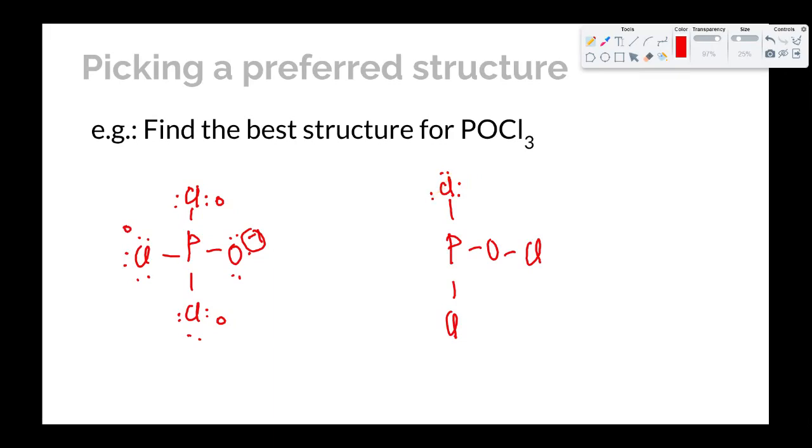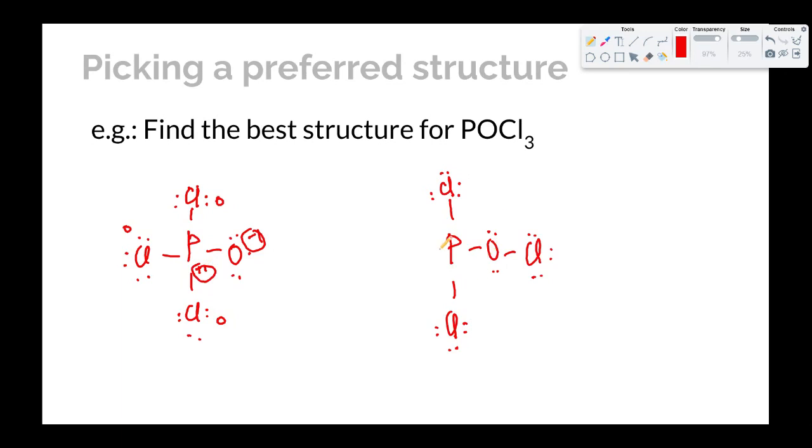So chlorine gets 3 pairs. This chlorine also gets 3 pairs. This chlorine also gets 3 pairs because it's single bonded. And this oxygen has 2, 4, 6, 8 with the whole octet. We missed phosphorus back in the left-hand structure. We didn't do that one. So starting from 5 and counting down, 4, 3, 2, 1. That's a +1 formal charge. Now let's do phosphorus over here, starting from 5 and counting down.